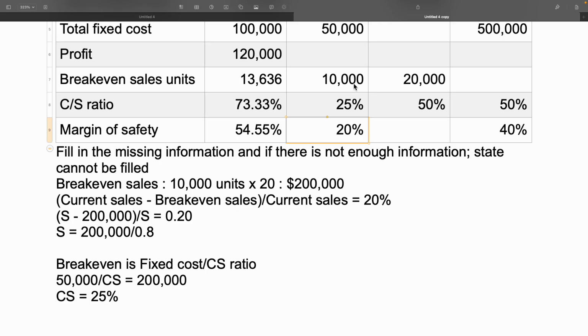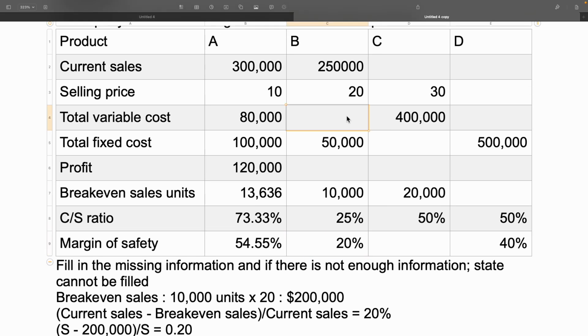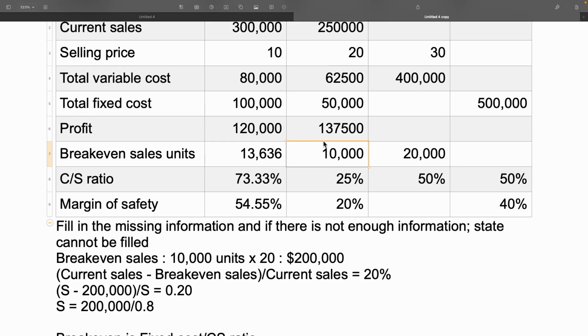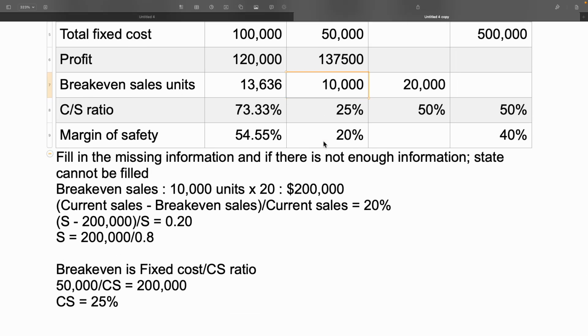So once you get that CS is 25%, then you can get the variable cost here. And once you get that one, you can just take this minus this minus this, you get the answer here. Okay, that should be how you would solve the answer there. Are we okay on this part?